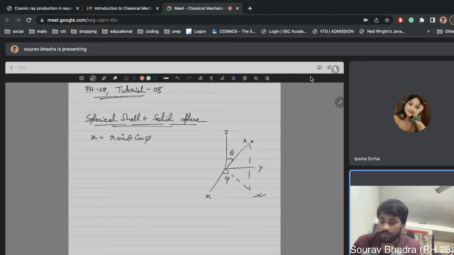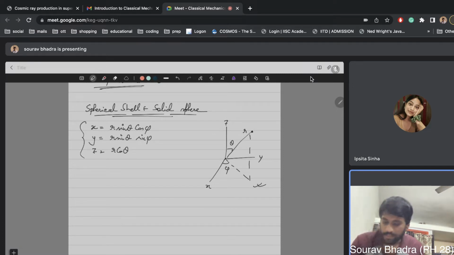So if you take a proper spherical coordinate, then you can write x equals r sin theta cos phi, y equals r sin theta sin phi, and z equals r cos theta. So I think I have taken it in a correct way. You can check: z equals r cos theta is right, x equals r sin theta cos phi. I have taken it in a correct way.